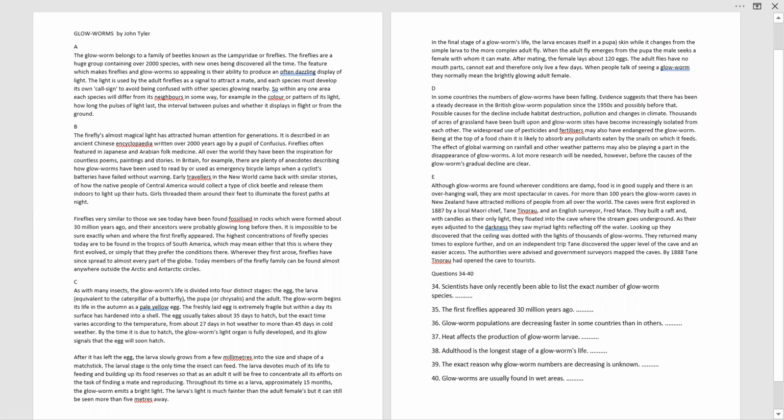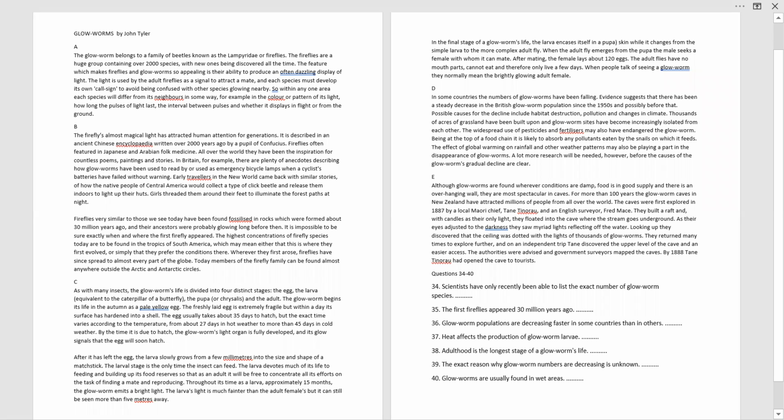Heat affects the production of glowworm larva. 37th. So heat affects the production of glowworm larva, which is true. And I guess everyone got that, right? Or do you want me to say where it is? Let's go to paragraph C. It's in paragraph C, because that's the place where we're talking about the life cycle. The larva is one of the stages in the life cycle. So it tells us that we need to look in paragraph C.